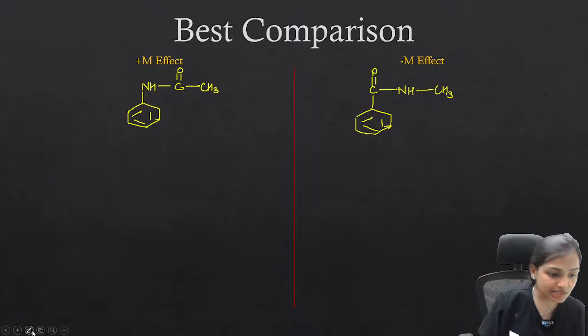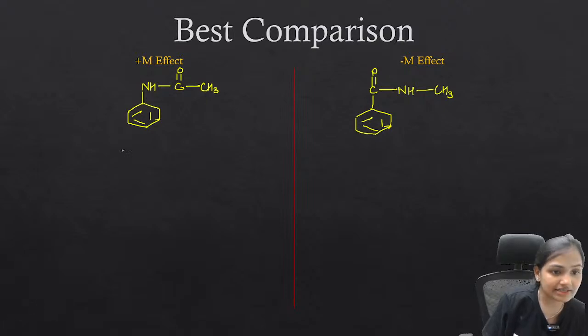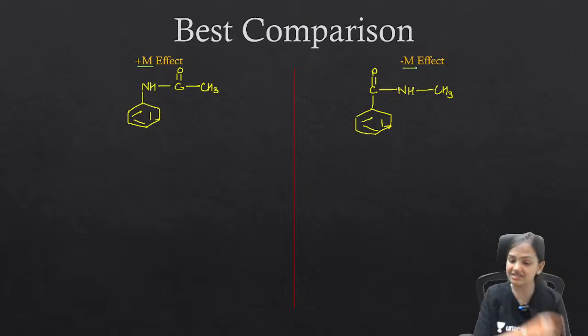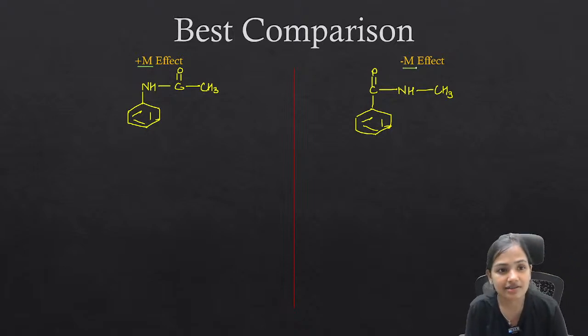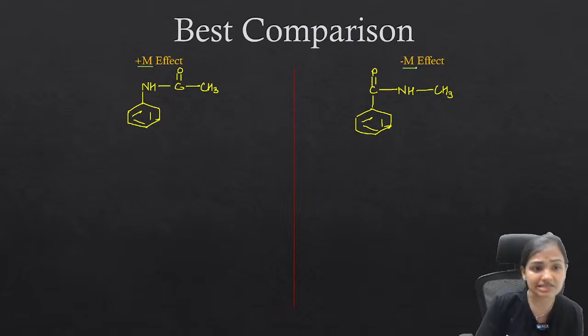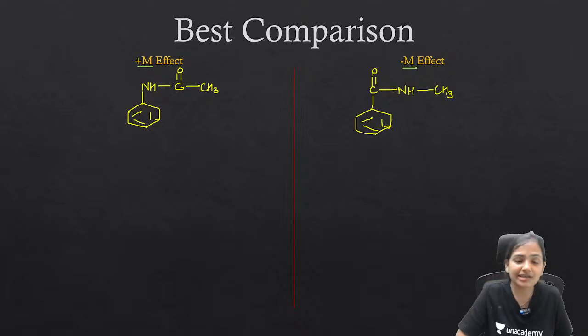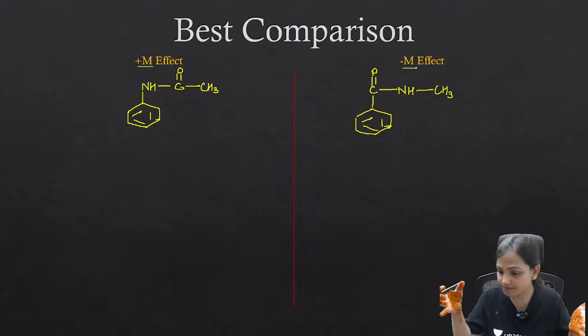Can you see? Do you understand why I said that this is going to be a plus M effect and why this is going to be a minus M effect? Are you getting it, guys? The plus M and minus M effect can be best understood by these two examples. Do you all get my point? Why is this plus M and why is this minus M?